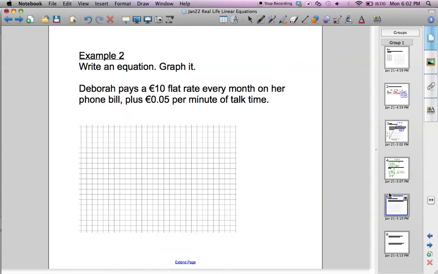Okay, one more example. In this example, Deborah has to pay a $10 flat rate and 5 cents per minute. So flat rate, that's a constant amount, and this here is a rate. It's per minute. The rate is going to be your slope, and the constant is going to be your y-intercept. So we're going to have y equals, slope is 0.05, and the y-intercept is 10 euros.